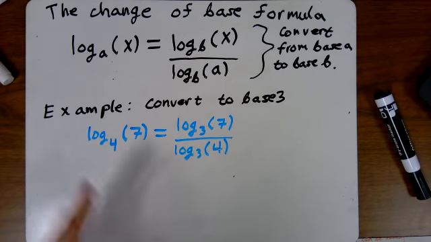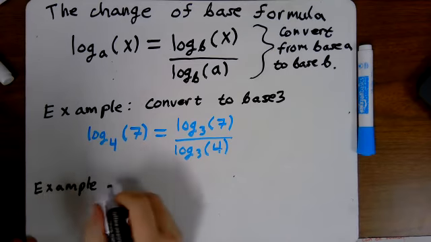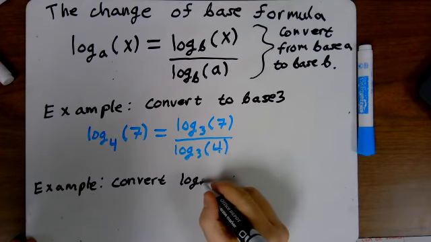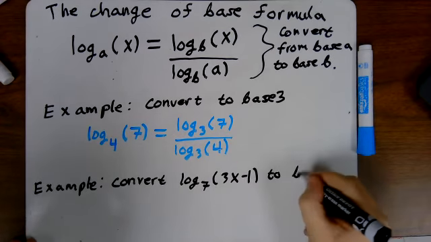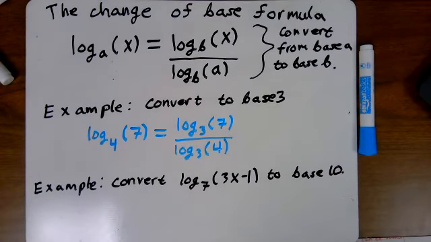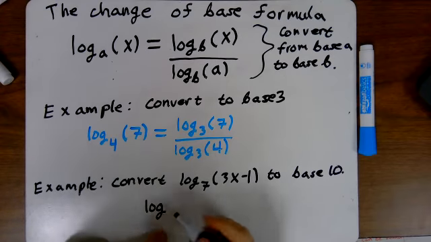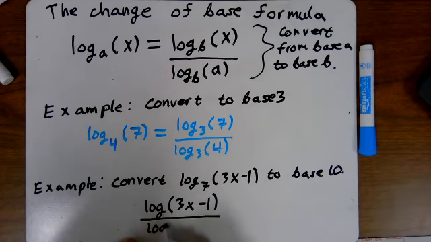Now this is especially useful because it makes it easy for us to convert to base 10. So, log base 7 of 3x minus 1 to base 10. Well, it's going to be log base 10, which remember, for log base 10 we don't write the base, of our thing, divided by log of our new base of whatever number the old base was.